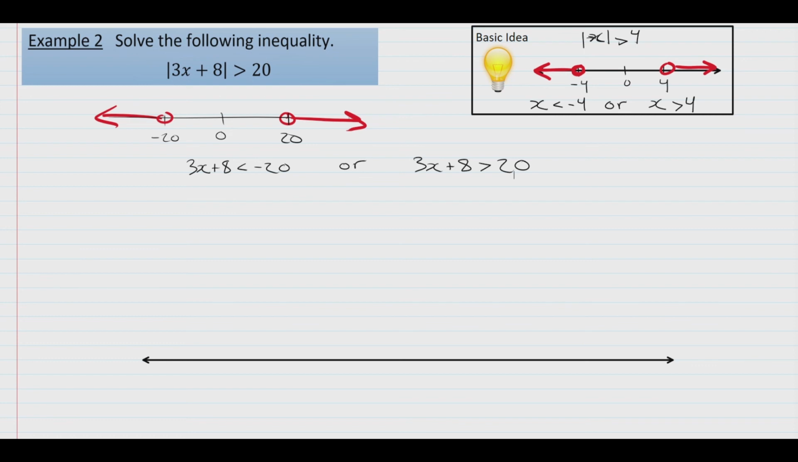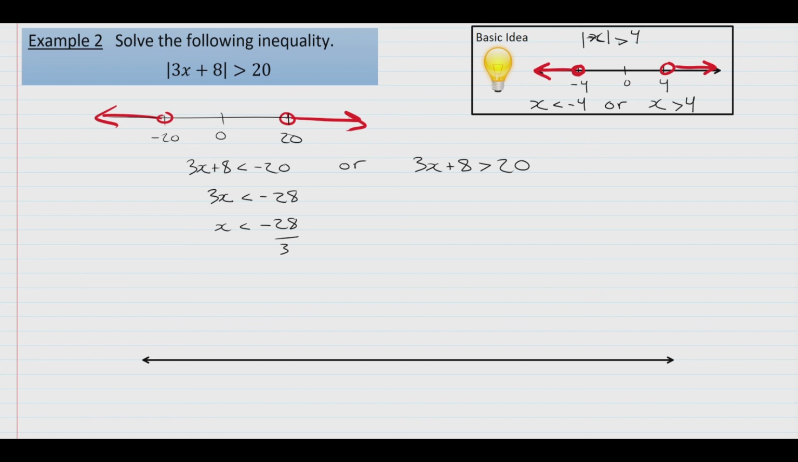So we'll solve each one separately. The first one, 3x plus 8 is less than negative 20, would mean that 3x is less than negative 28. And that would mean x is less than negative 28 divided by 3, or negative 28 thirds. And we can leave that as a fraction. There's nothing wrong with that.